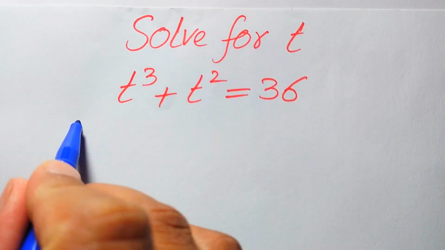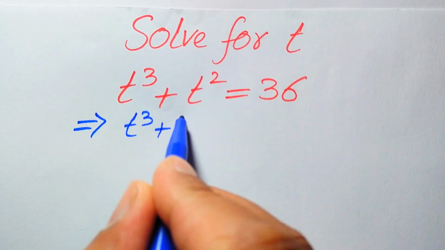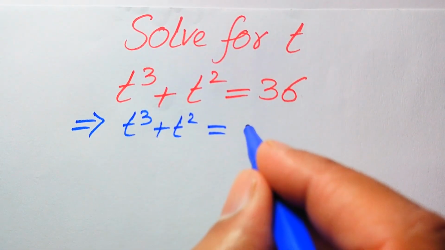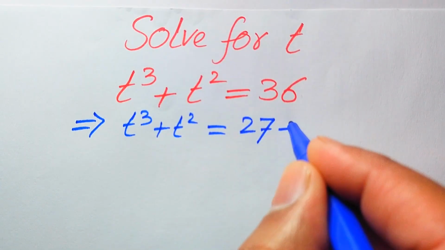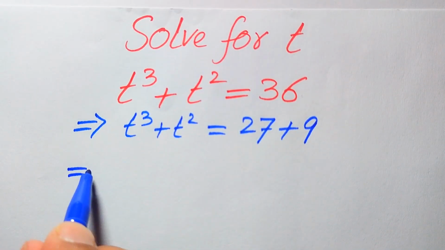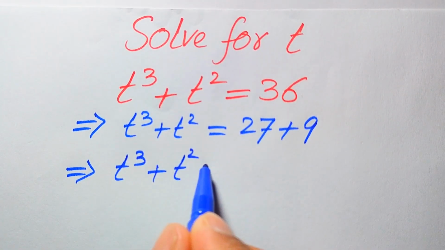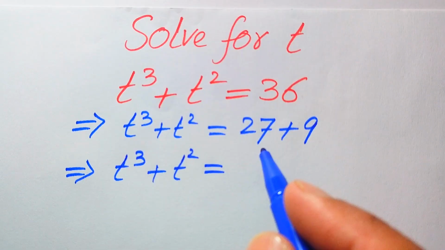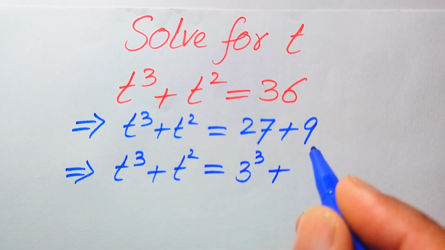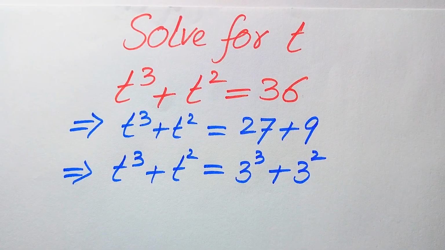First we need to focus on the right hand side. We have t cubed plus t square is equal to 36, and we write this 36 as 27 plus 9. We break this 36 in this form. Now in the next step we have t cubed plus t square equals 27, and we write 27 as 3 cubed plus 9, we write it as 3 square.